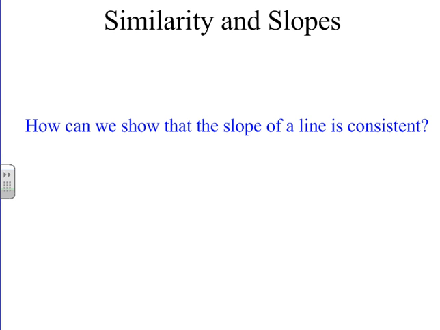This is about similarity and slopes, and specifically how we can show that the slope of a line is consistent. We're going to use the concept of similar triangles and that of dilation to explain how the rate of change, which is called slope, stays consistent, or always is the same.